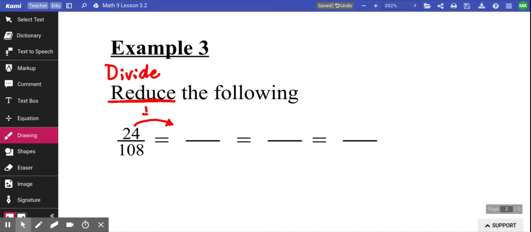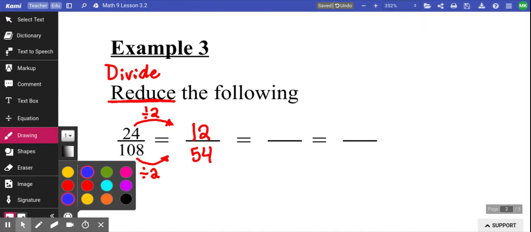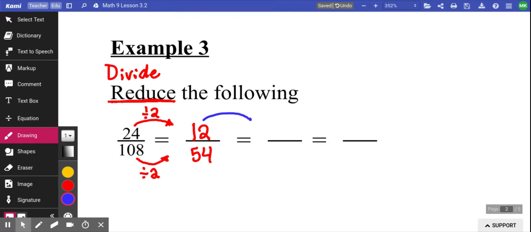I could divide both the top and the bottom by 2. If I did that, my top number would be 12. My bottom number would be 54. And if you look at 12 and 54, and you ask yourself, could I reduce that further? Could I divide them again? The answer would be yes. What could I divide 12 by and 54 by? You could divide by 3. Or 2 again, right? Either or. So let's do 3 just to see what happens.